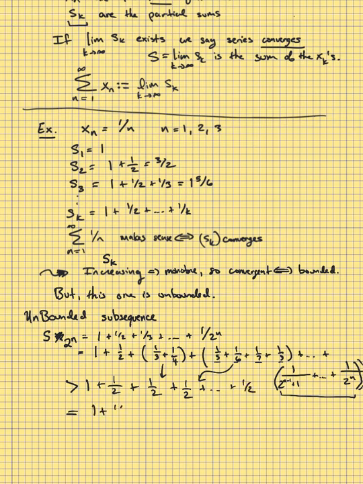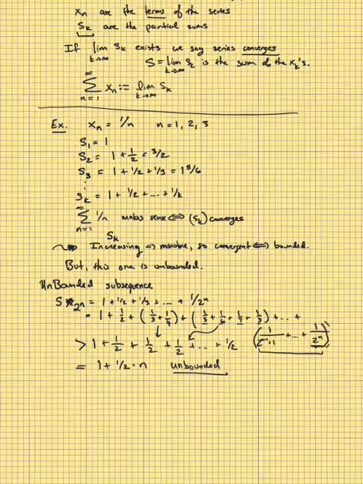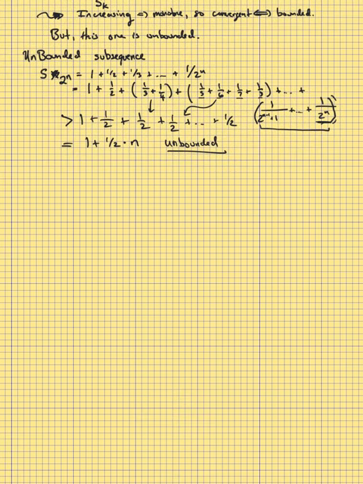So this is greater than 1 plus a half times n, because since you're starting at 1 over 2 to the n, you're doing this cutting in half procedure n times. So this is unbounded. That's unfortunate. The first kind of sequence that you're interested in becomes a series that is divergent, and so not that interesting. So the sum from n equals 1 to infinity of 1 over n just diverges.